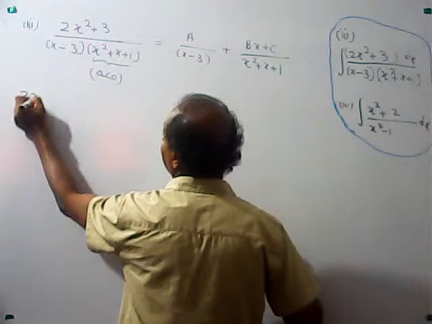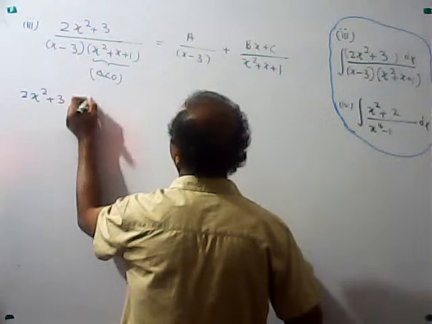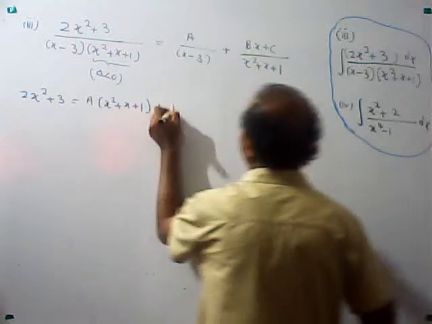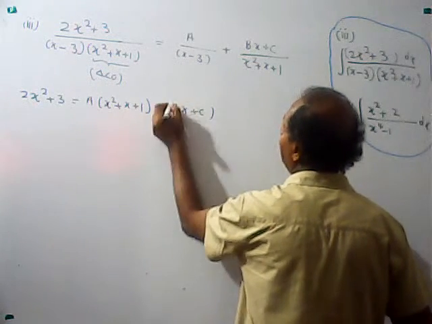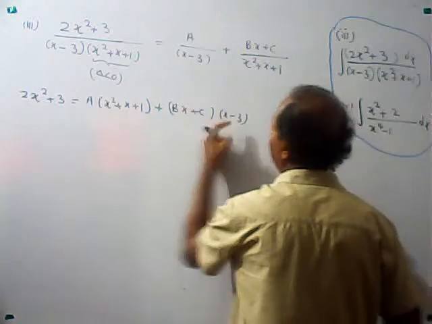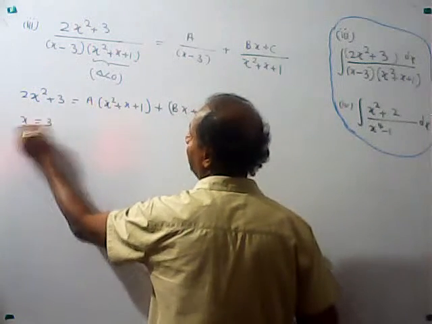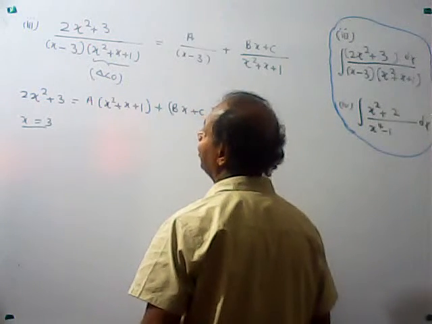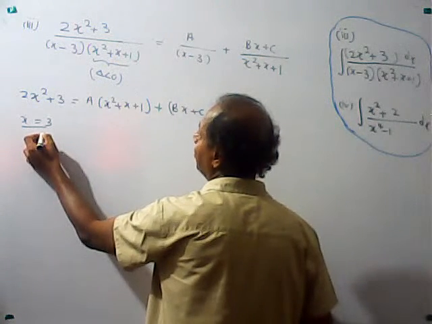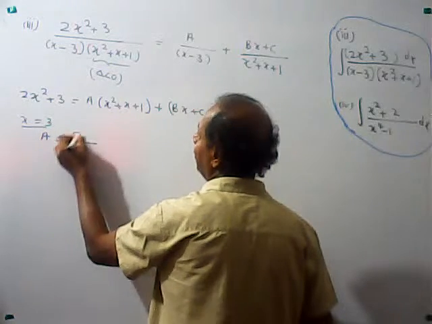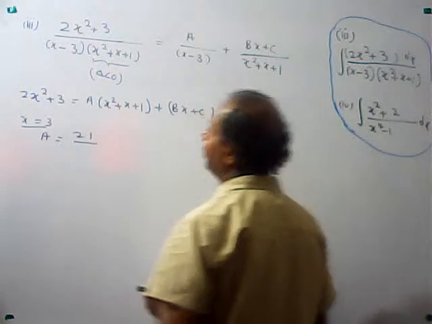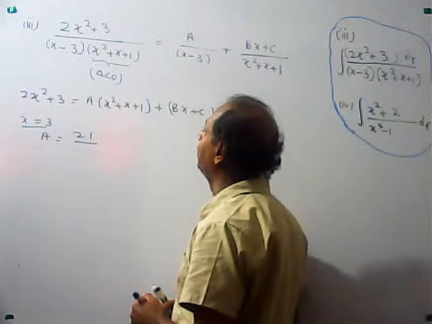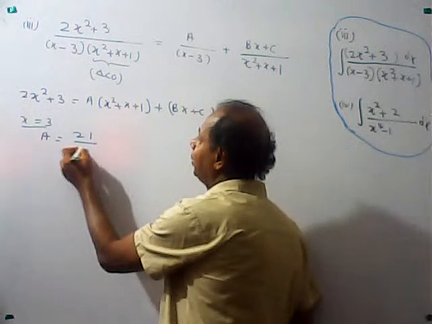Equate numerators: 2x squared plus 3 equals A into x squared plus 6x plus 1, plus Bx plus C into x minus 3. So you can apply x equals 3. That will be 9, 18, 21. A is equal to 21 divided by 13.